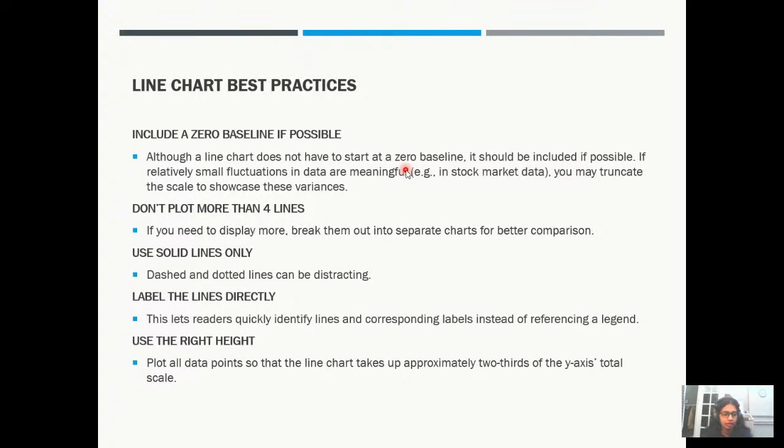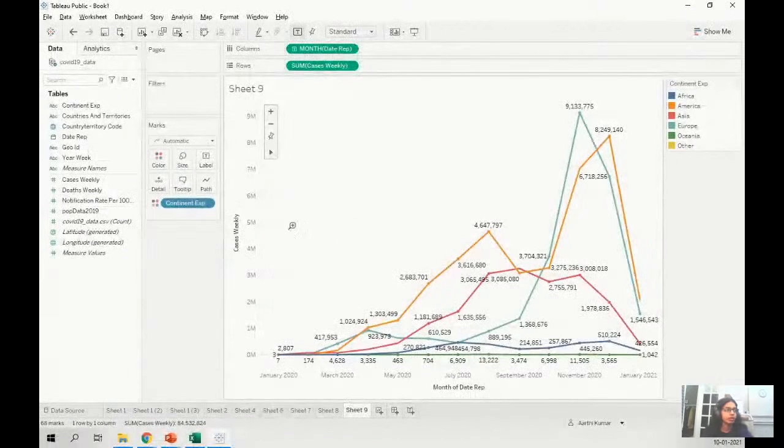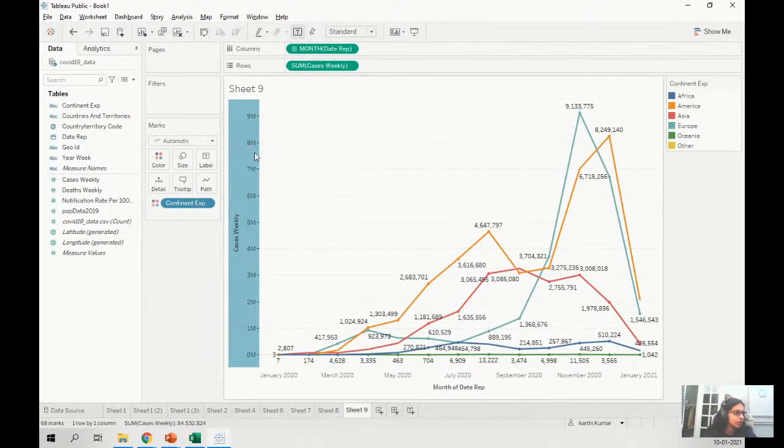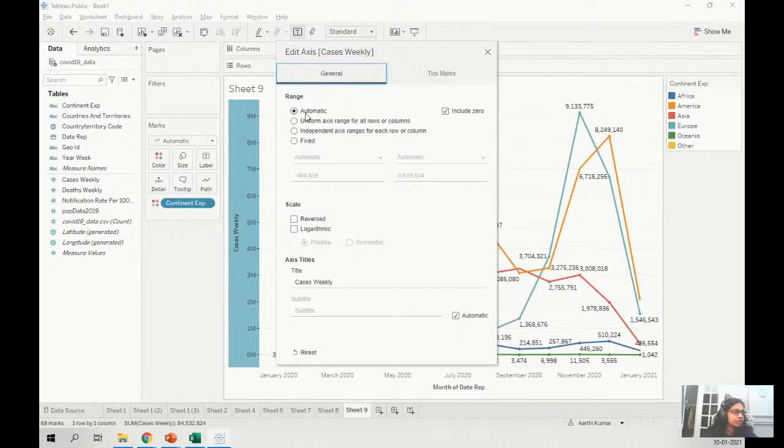Use the right height. So plot all data points so that the line chart takes up approximately 2/3 of the y-axis to the total scale. Again, this point is taken care of by Tableau. So if you look at the axis, this is automatically determined. You can also fix it, like say, okay, my chart should range only from this to this.